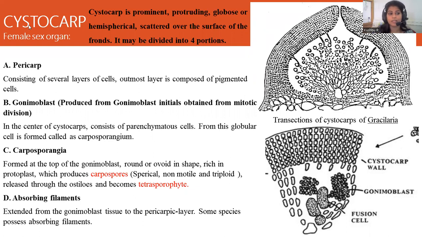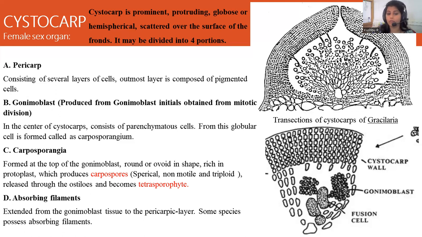To speak about the cystocarp, which is believed to be a very prominent globous or hemispherical structure seen on the cortical region of the thalli, it has 4 important parts. The first one is the pericarp, which is also called the cystocarp wall, which is compactly arranged parenchymatic cells, rigid, pigmented, acts as an epidermal layer or a protective layer. Then comes the gonymoblast, which is again made up of parenchymatic cells, globular shaped.